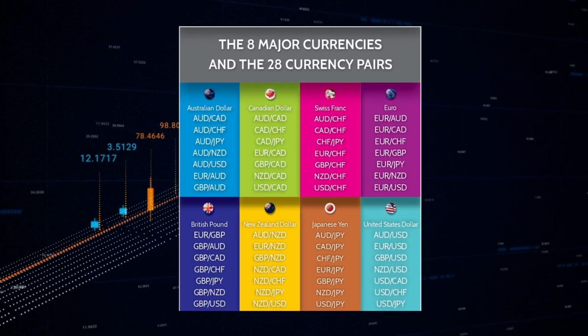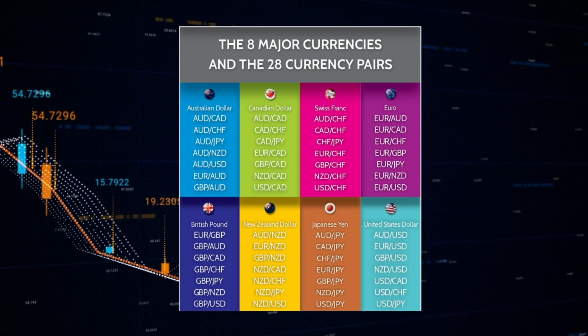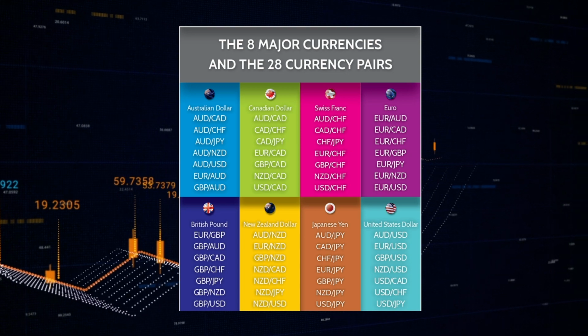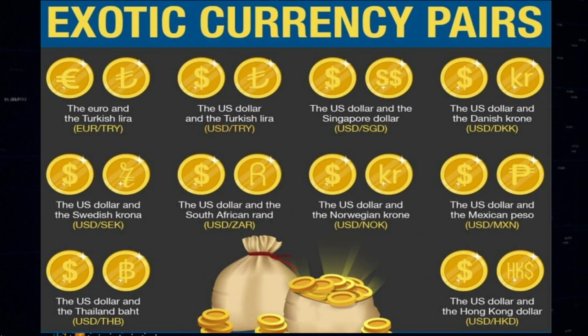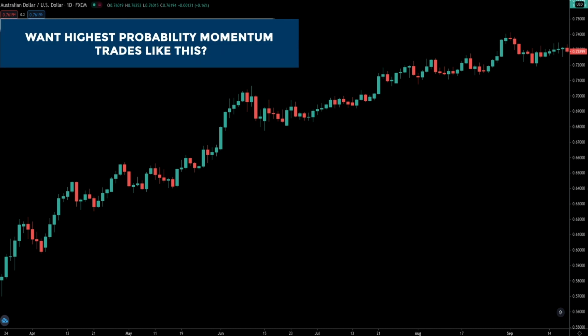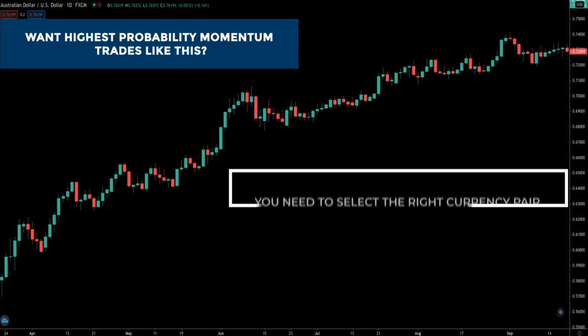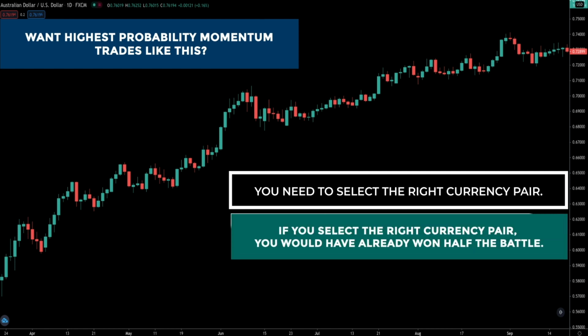Do you know that there are over 28 currency pairs? And that's not including exotic pairs like the Turkish lira or the Mexican peso. If you factor exotic currencies in, you will get more than 50 currency pairs to choose from. And if you want to find the highest probability momentum trading setups, you need to select the right currency pair. If you choose the right currency pair to focus on, you would have already won half the battle.